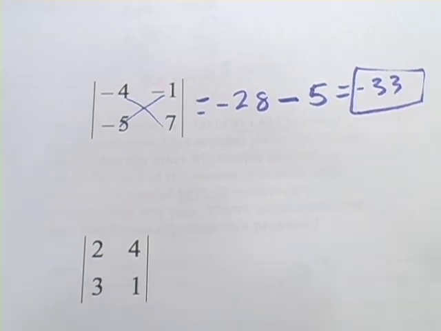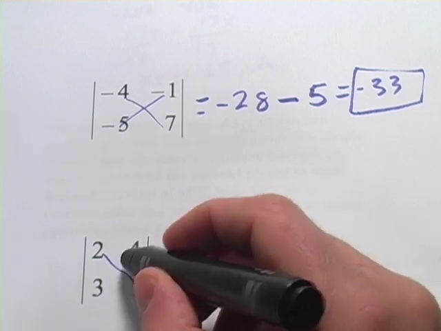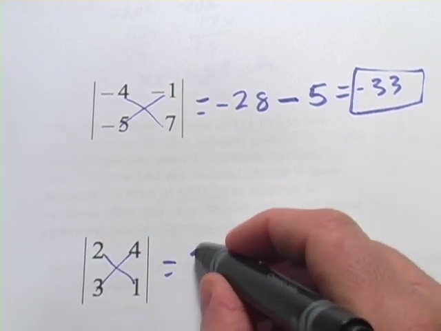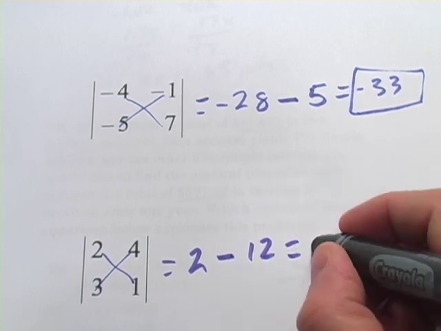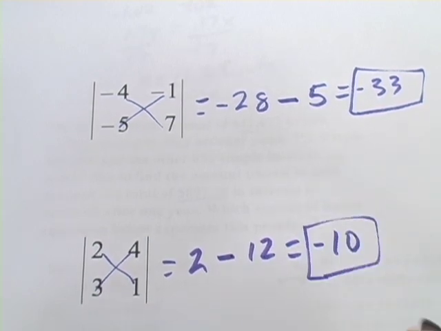All right, one more here. We've got, I'll draw my x, 2 times 1 and 4 times 3. So 2 times 1 is 2, minus 4 times 3 is 12. 2 minus 12 is a negative 10. And that's really all there is to calculating a 2 by 2 determinant.